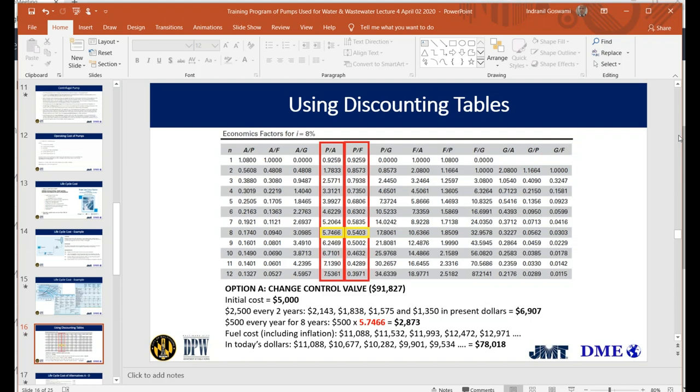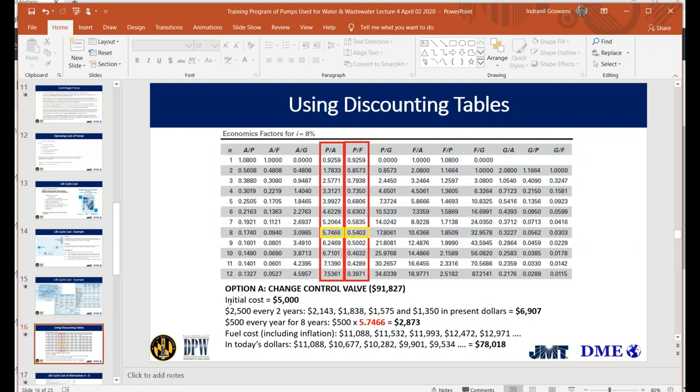If you recall, the annual energy cost for this option, option A, was somewhere around $11,000. Incorporating inflation and then scaling it back to today's dollars, we get these numbers. And that series of 8 numbers then adds up to 78,000. Obviously, all of these can be facilitated with a spreadsheet.